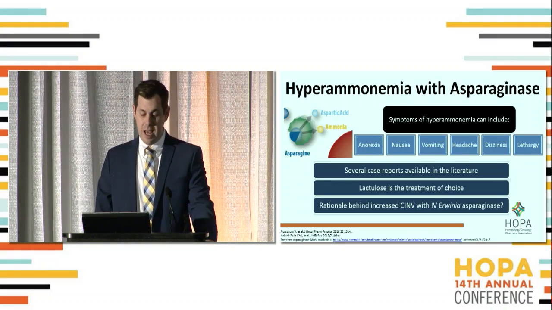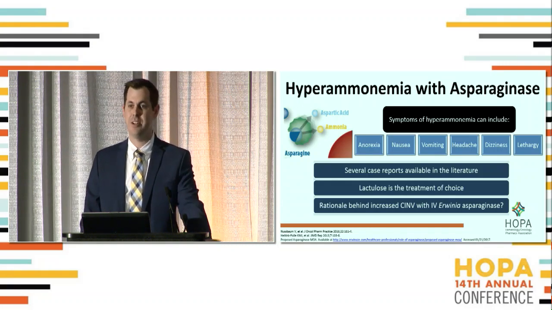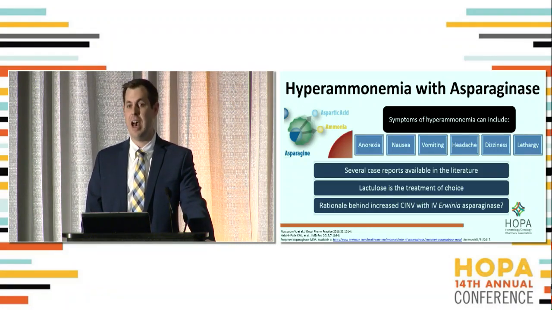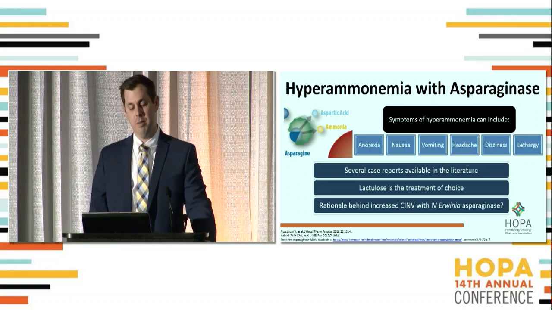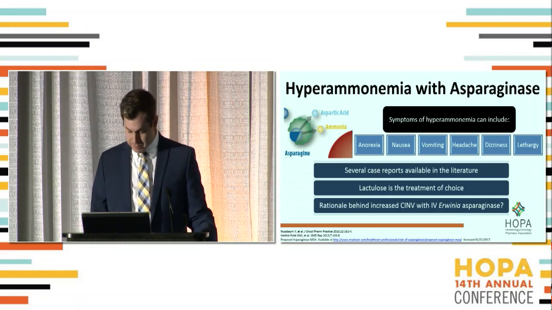There are thoughts that this is the rationale behind increased CINV with IV Erwinia asparaginase. I think we've all seen the questions on the listservs, at least in the pediatric families, that once you give IV Erwinia asparaginase, those patients just really have a hard time with nausea and vomiting. So this would potentially make mechanistic sense of why those patients are experiencing that toxicity.